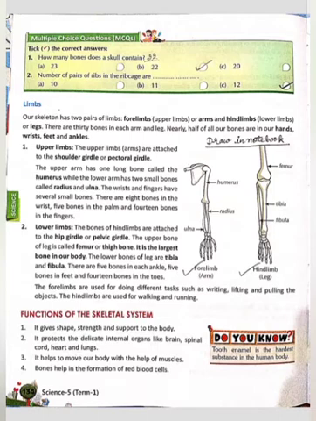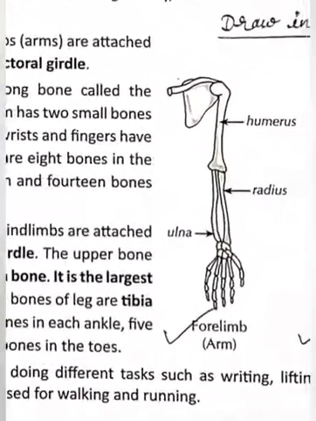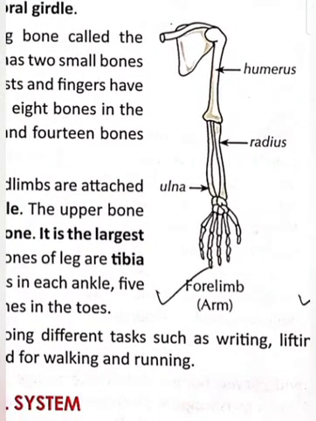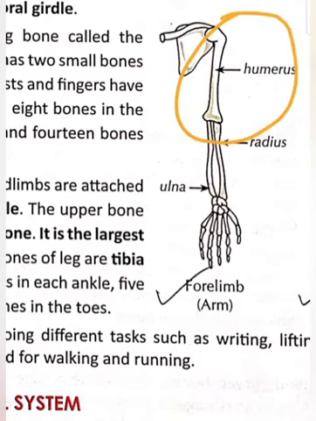The upper arm has one long bone called the humerus. You can see this diagram. The longest bone of the arm is the humerus, while the lower arm has two small bones called the radius and the ulna. The wrists and fingers have several small bones. These are small bones which are called the phalanges. It is not given in your book, but they are called phalanges.